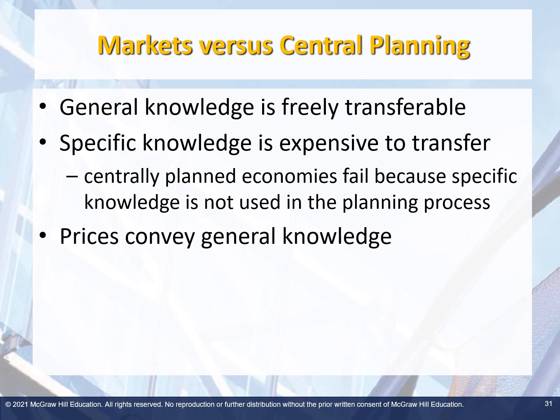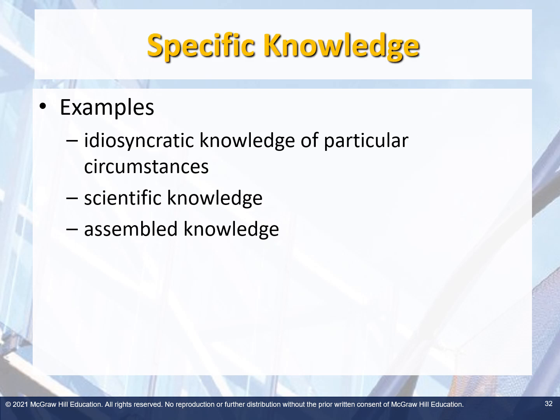Here's a real-world example of this. The collapse of the Soviet Union is a prime example of the failure of central planning. The government struggled to gather and utilize specific knowledge about local conditions, leading to inefficiencies and economic stagnation. In contrast, market economies like the U.S. use prices to convey information and allocate resources effectively.